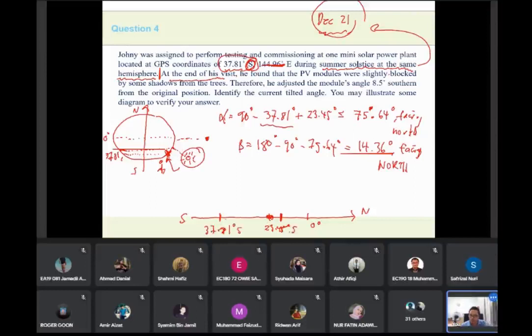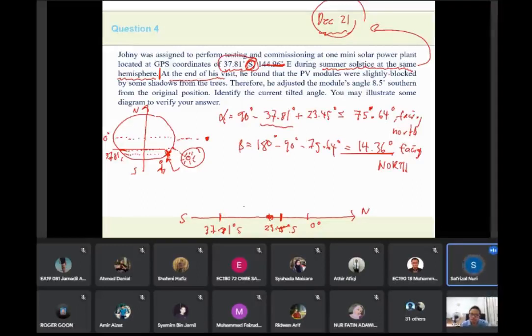Sir, nak tanya, bukankah sepatutnya yang tilt angle tu should be same direction with the sun kan? Last kali yang kita kira macam sebab kalau sun tu dekat south, sebenarnya tilt angle pun dekat south kan. Betul. Facing south kan. Betul?